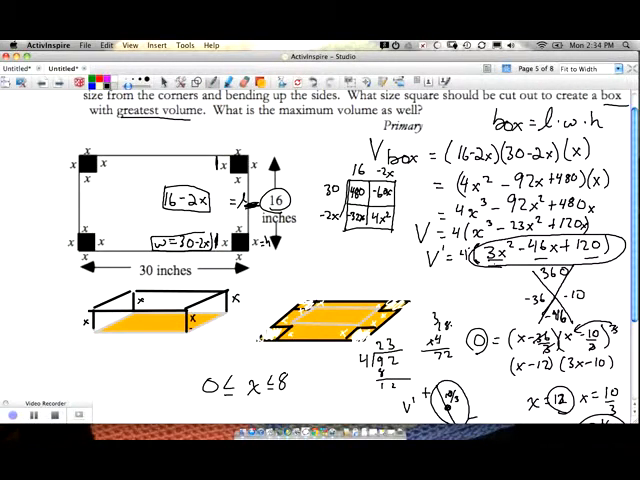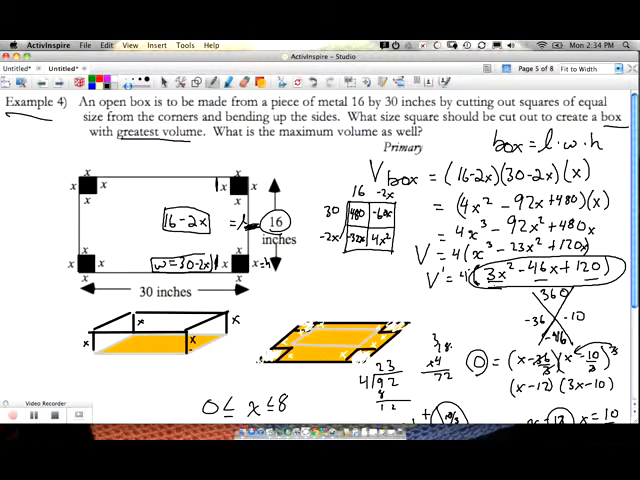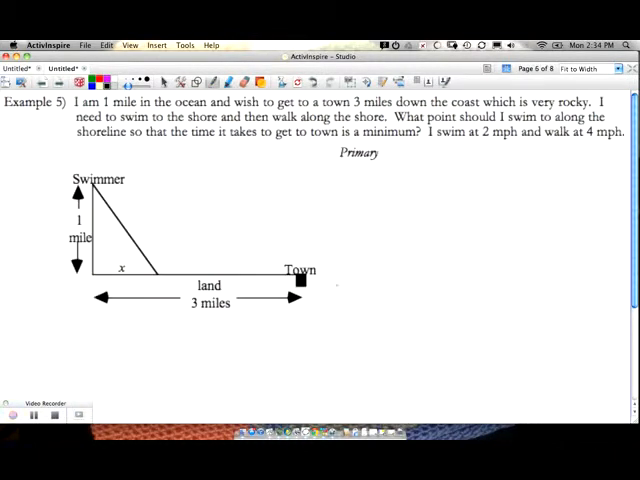So we left off here with what problem was this? This was number 4, example number 4. We just got a few more examples to work our way through. The first one here is going to be example 5.